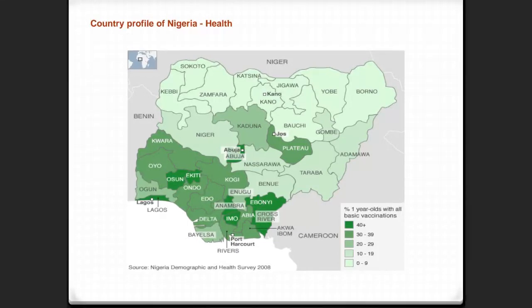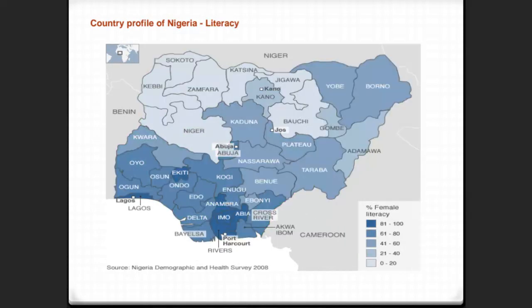And of course, what the coloring means. You see, for instance, in a place like Borno State, Yobe State, Jigawa State, only 0 to 9% of children have actually received proper vaccination. Can you see? So that is what the graph is reflecting. The map is reflecting, and of course the color.